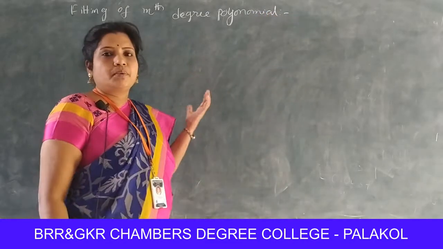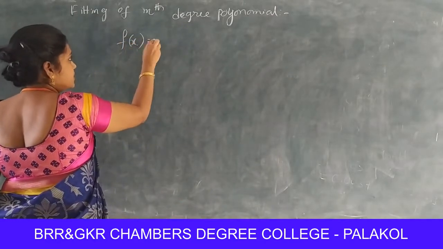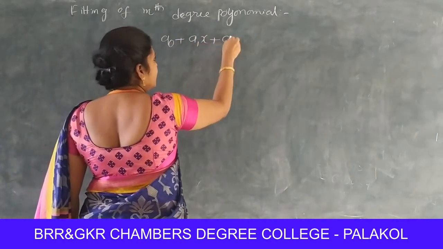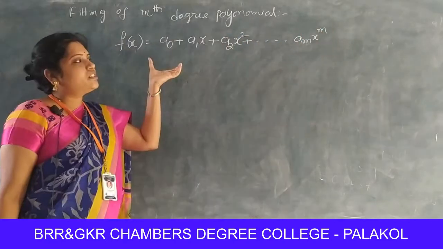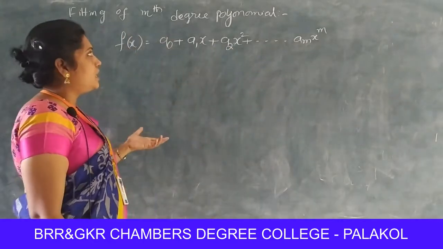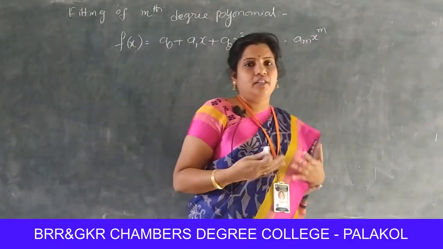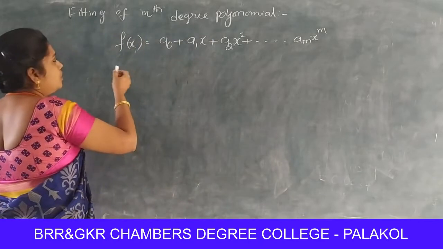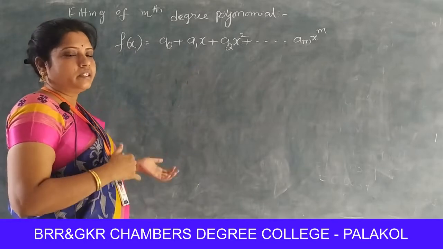Generally, the nth degree polynomial can be written as f of x equal to a naught plus a1x plus a2x square and so on, up to am x power m. This is called an nth degree polynomial. Here a naught, a1, a2 and so on up to am are the constants and x is the indeterminate variable. So we have to fit an nth degree polynomial to our given data.